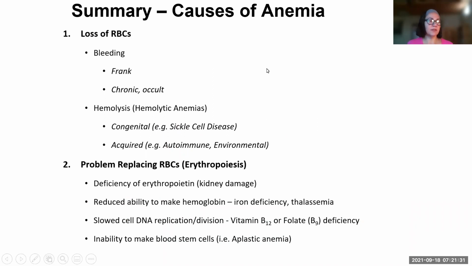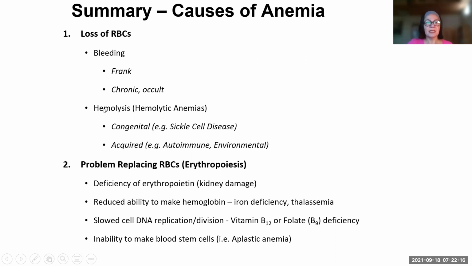So here's a big summary of all the different causes of anemia. I just did this to organize things in my own head. So split it into loss of red blood cells or a problem replacing the red blood cells. So loss of red blood cells could be due to bleeding, they're hemorrhaging, frank blood loss, or occult blood loss in the stool. Could be due to hemolysis, the hemolytic anemias, congenital like sickle cell disease, or acquired if there's suddenly an immune system attacking the red blood cells. That's a hemolytic anemia.